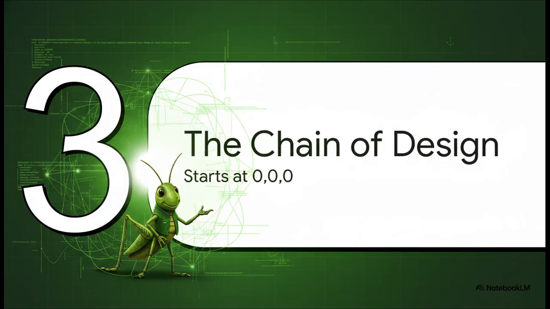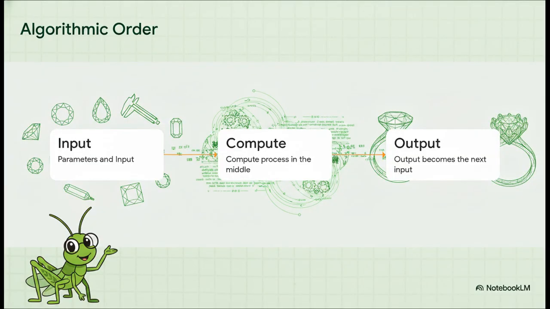Let's look under the hood in Section 3, the chain of design. To really grasp the logic here, you've got to know that every single design begins at the exact center of the universe, the 0, 0, 0 point. From there, the algorithmic order always flows left to right. Step 1, parameters and input. Step 2, compute. Step 3, output.